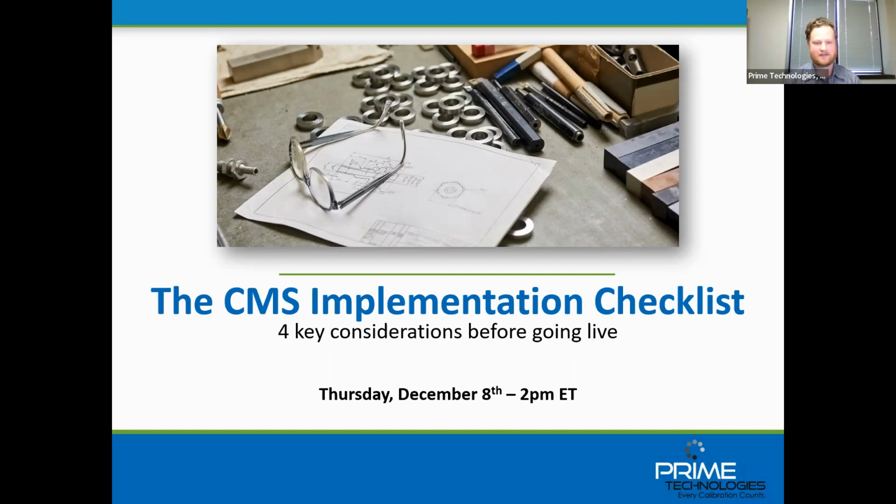We're going to be talking about what I call the CMS implementation checklist. It's really just 4 key considerations to make before going live with a calibration management solution. You'll see there's probably going to be more than 4 in here. I broke it out into 4 core buckets, which we'll get into in a second.